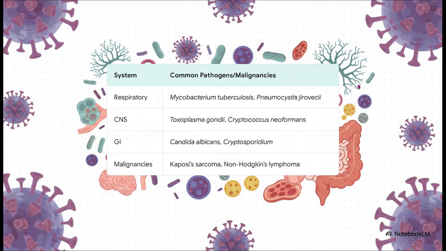If we break it down by organ system, the respiratory system gets hit hard by things like Mycobacterium tuberculosis and Pneumocystis jirovecii. The central nervous system is very vulnerable to toxoplasmosis and cryptococcal meningitis. In the GI tract, we often see esophageal candidiasis or severe diarrhea caused by pathogens like Cryptosporidium. And finally, the two big malignancies associated with AIDS are Kaposi's sarcoma and non-Hodgkin's lymphoma.